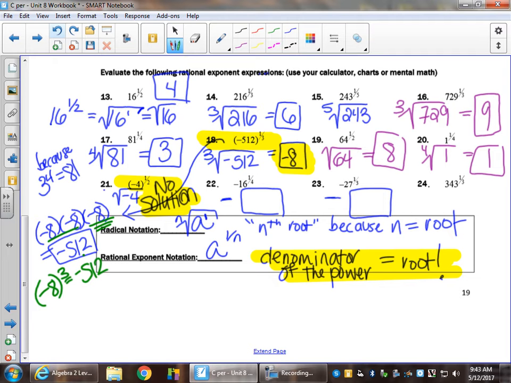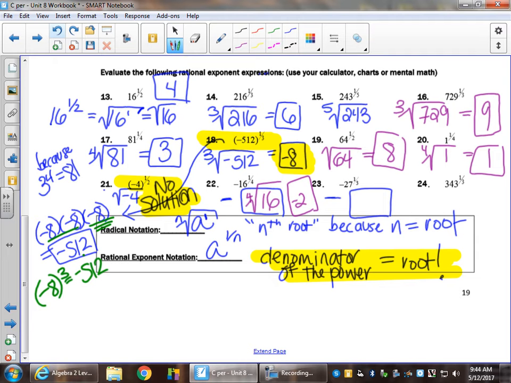Let me ask you this way. Can you tell me how I would write that using a radical sign? Yes. 4th root of 16. Notice, see how the negative is still outside? So what is the 4th root of 16? 2. So what's my answer? Negative 2.